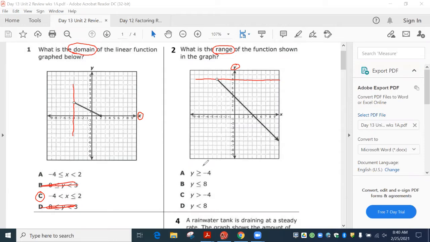All right, what number did we hit? 8. So we're going to mark off A doesn't have 8 and C doesn't have 8. So once again, look at your answers. Your answers are going to help you out. They're practically the same. What's the difference? This has an equal to bar. This doesn't. So we had an open circle here. So do open circles get equal to bars? Nope. So the answer's got to be D.